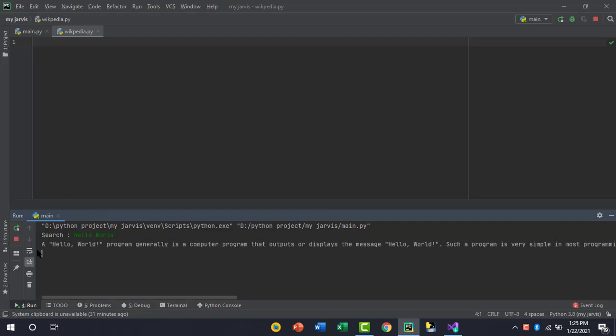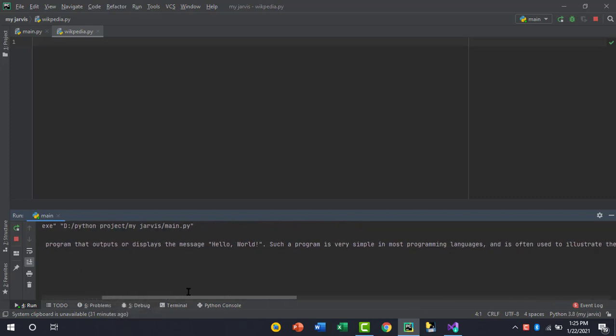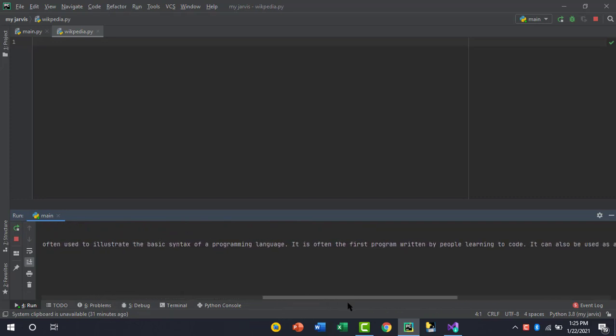A "Hello, World!" program generally is a computer program that outputs or displays the message "Hello, World!". Such a program is very simple in most programming languages, and is often used to illustrate the basic syntax of a programming language. It is often the first program written by people learning to code. It can also be used as a sanity test to make sure that a computer language is correctly installed, and that the operator understands how to use it.